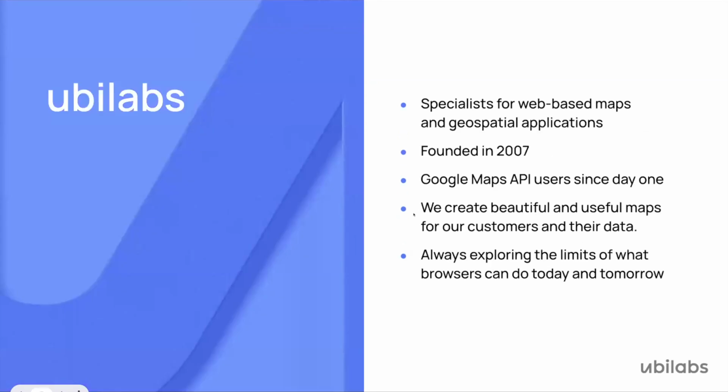Labs is specialized in web-based applications all around maps and geodata. It was founded in 2007, and we were among the first users of the Google Maps API when it was released. Our mission is to create the most beautiful and most useful maps for our customers and their data. We always try to explore what limits browsers have today and maybe tomorrow, and see how we can push beyond them.